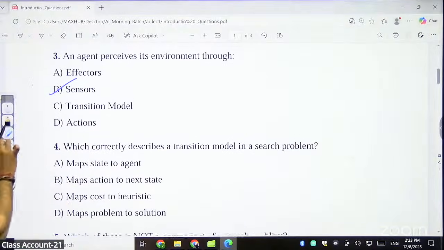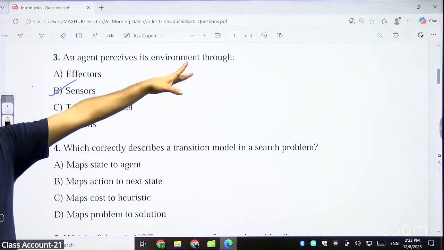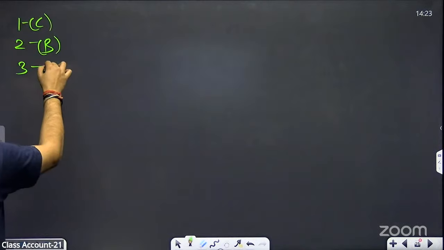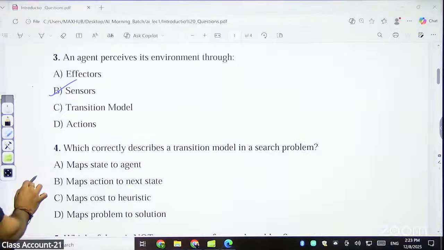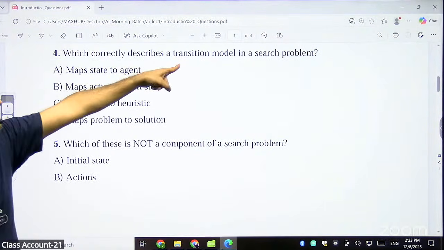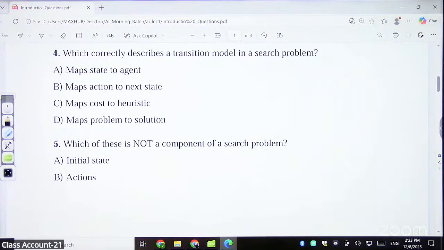Okay, for question number three: an agent perceives its environment through sensors. Very simple. So guys, this is just a knowledge based question that I think you can remember. Okay, question number four: which correctly describes a transition model in a search problem? I would be attaching this with the PDF.